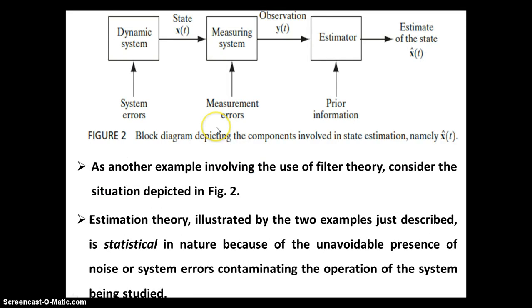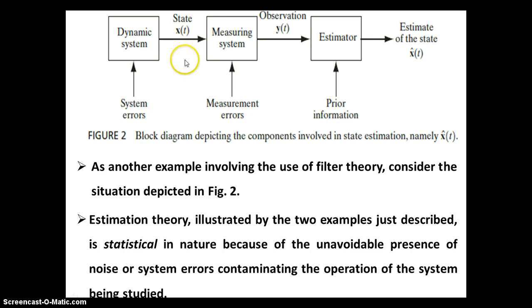Now, this is another example. The first example is the digital communication system. The second example is a block diagram depicting the components involved in the state estimation, namely x cap of t. This is another example involving the use of filter theory, right? Now, here consider the situation which shows a continuous time dynamic system whose state at time t is denoted by the multi-dimensional vector x of t. Here, this is figure 2, which shows a continuous time dynamic system whose state at time t is denoted by the multi-dimensional vector x of t.